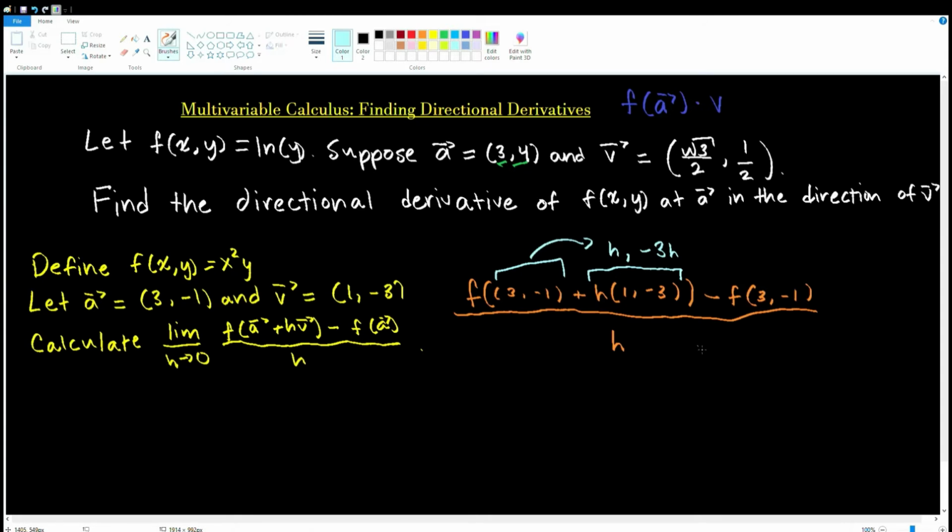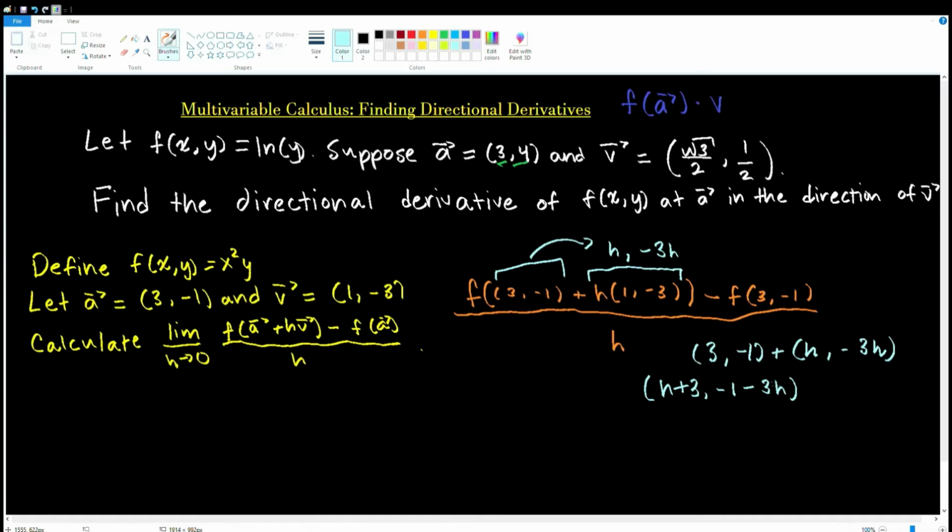So what is (3, negative 1) plus (h, negative 3h)? Well, 3 plus h is just h plus 3, comma, negative 1 plus negative 3h, or negative 1 minus 3h. And that is f of a plus hv.